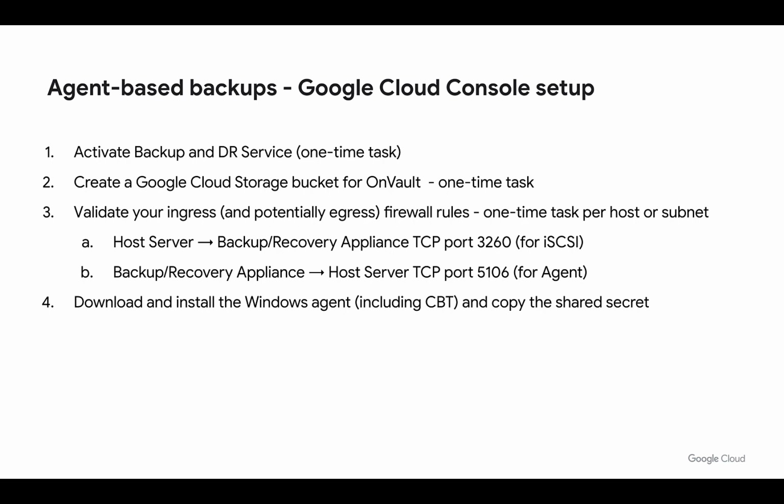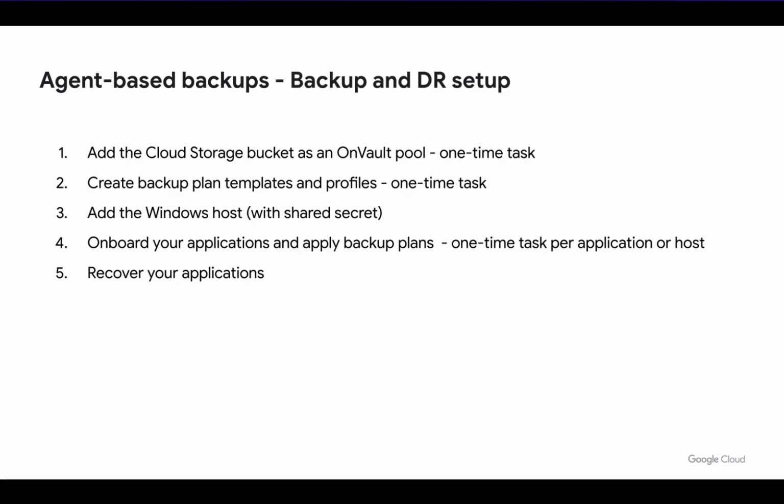And we're going to talk about all of this in forthcoming videos. What we then do is switch across to the Backup and DR service itself and add the Cloud Storage bucket as an on-vault pool. We create our backup plans. We add our Windows host using that shared secret, onboard our applications and apply our backup plans to them, and then begin the process of recovering our applications when we need to. So what we're going to do in subsequent videos is talk you through all of these steps.